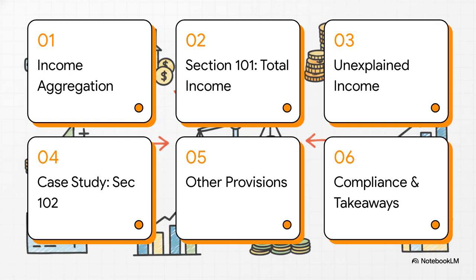All right, so here's our game plan for this explainer. We're going to start with the basics of income aggregation under Section 101. Then we'll get into the really critical stuff, the concept of deemed income. We'll do a deep dive into Section 102 with a practical case study, quickly touch on the other related provisions, and then we'll wrap it all up with a handy compliance checklist for your practice.